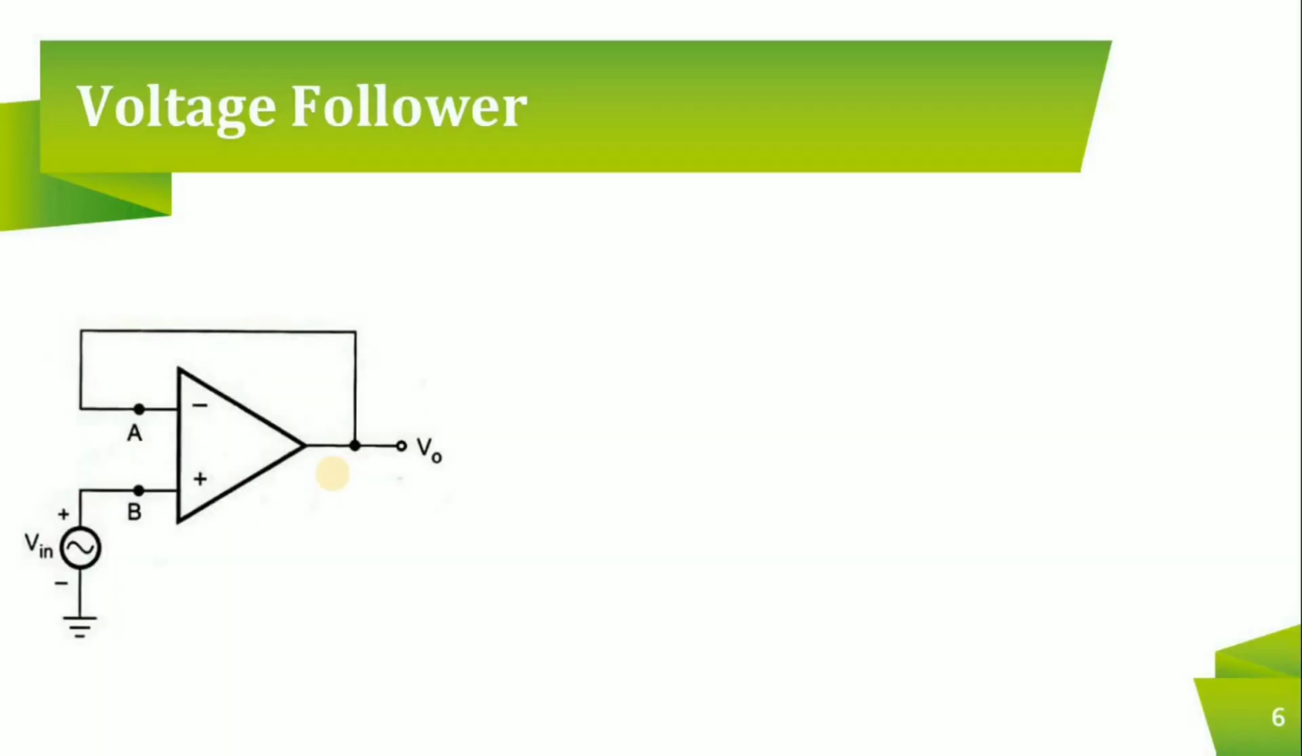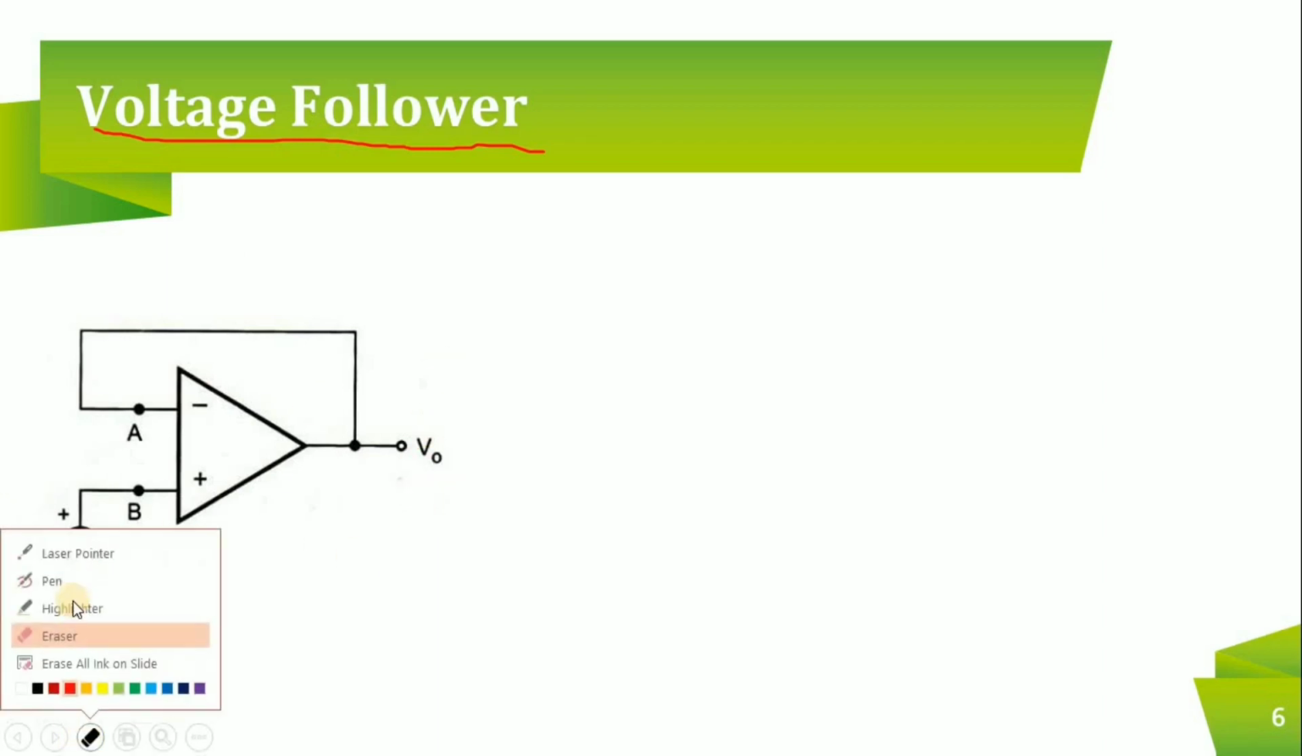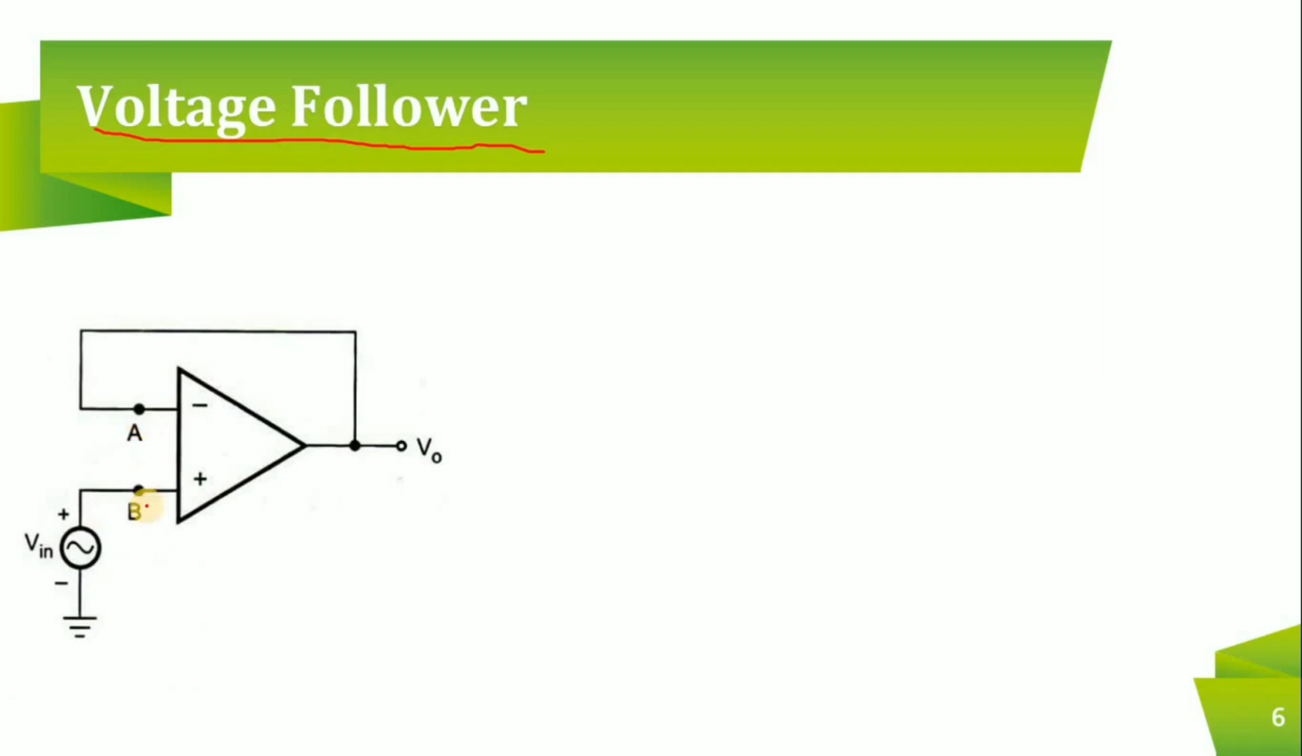The first one is voltage follower. As the name suggests, it follows the voltage. What voltage will it follow? Voltage follower says that your output voltage follows the input voltage. Now look at this point, VA and VB, or node A and node B. We know the concept of virtual ground, which I have discussed in the previous class. So please understand what is virtual ground; only then you can understand this concept.